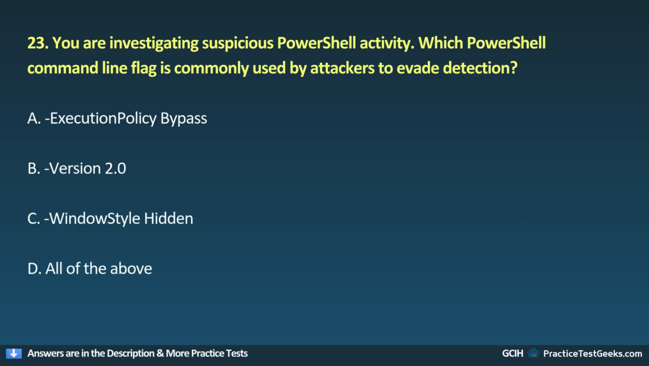23. You are investigating suspicious PowerShell activity. Which PowerShell command line flag is commonly used by attackers to evade detection? A. Execution policy bypass. B. C. Window style hidden. D. All of the above.